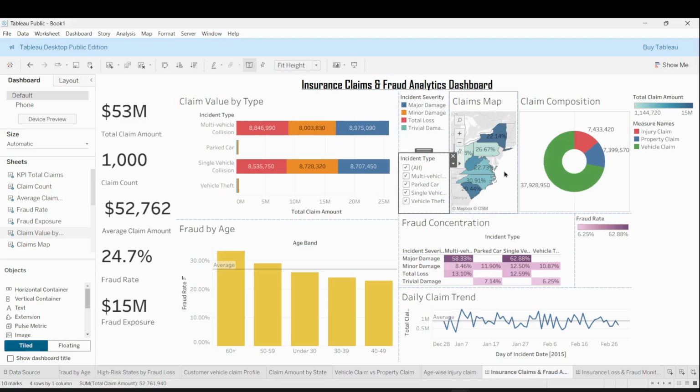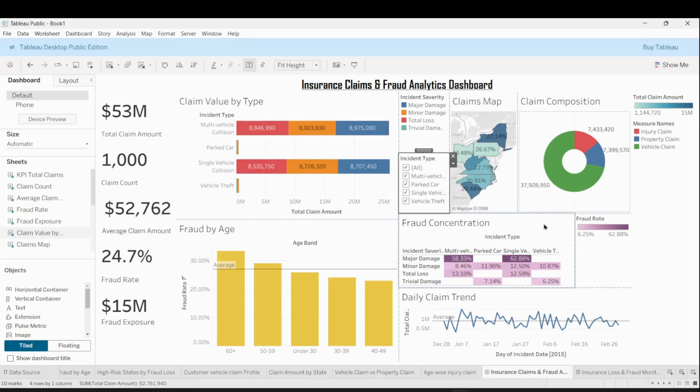So next is the map chart. On the map I've shown the claim amount by state, and I've put the fraud rate on the labels, as you can see. New York and South Carolina have the highest claim amounts, but one interesting thing I noticed is that the states with the most money are not the states with the most fraud. For example, Ohio over here has a smaller claim amount but a high fraud rate of around 43.48%.